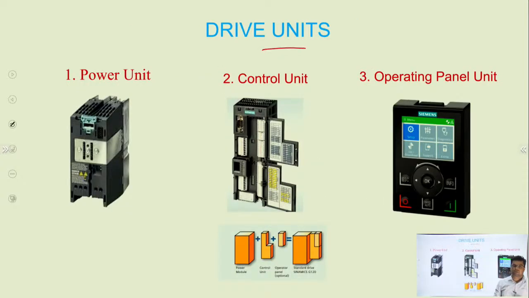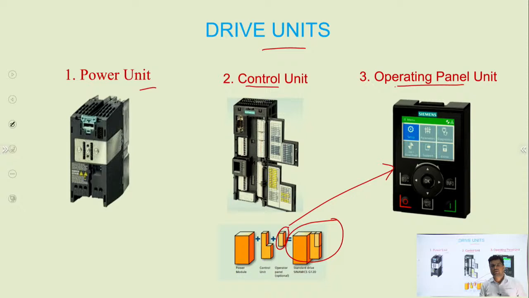So this is the drive unit. In the coming lecture, I will discuss the drive unit in more detail. Basically there are three units: power unit, control unit, and operating panel. They come in this shape, in compact packs. You can see this is the operating panel. We can control from here, whether controlling the speed or the motions, or any software-related setting, through this operating unit.